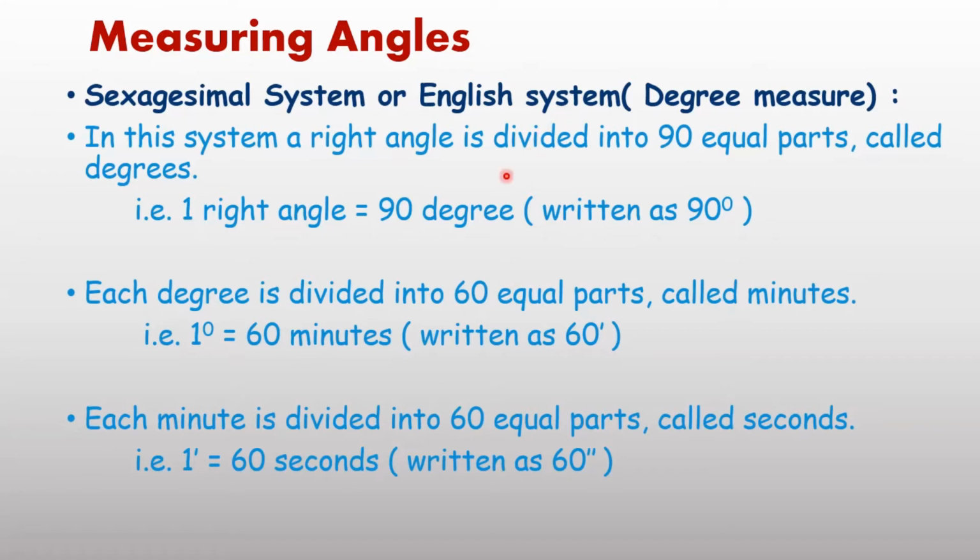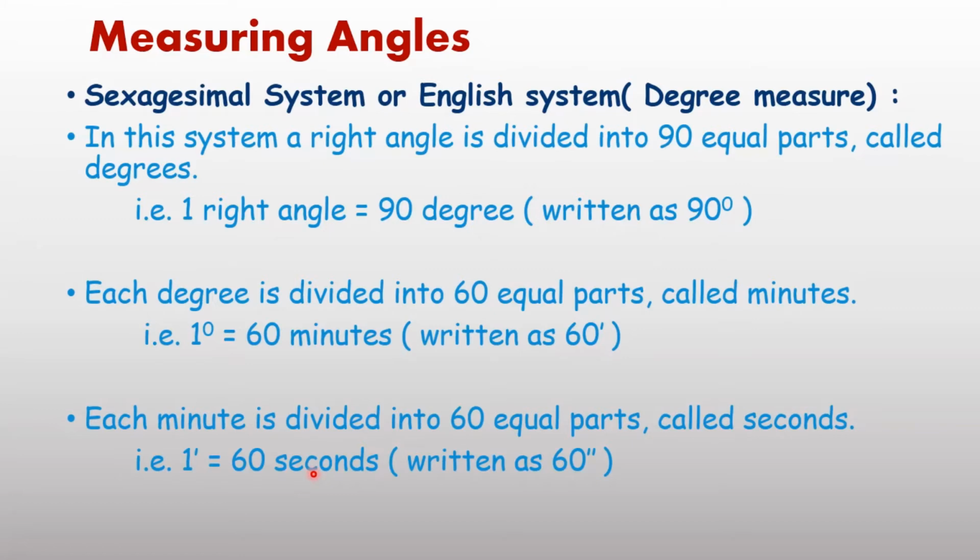Again, I want to repeat. The complete angle is divided in 4 equal parts and each part is known as a right angle. If we divide a right angle in 90 equal parts, then each part is known as 1 degree, meaning one right angle equals 90 degrees. And if we divide 1 degree in 60 equal parts, then each part is known as 1 minute, meaning 1 degree equals 60 minutes, and similarly 1 minute equals 60 seconds.